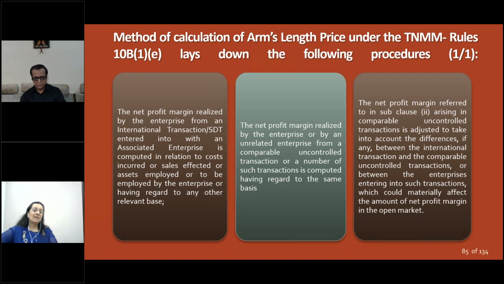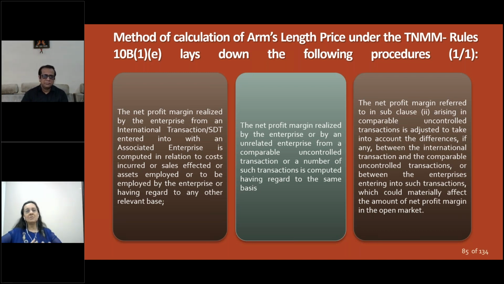Now, TNMM also allows you to aggregate various transactions. While a transaction by transaction analysis must be done, as I showed you initially in the definition of transaction in 92F, the law requires a transaction by transaction analysis, or even an aggregation of transactions can be done when they are closely linked. So what is closely linked? Closely linked is a transaction that requires another transaction or is so closely linked to another transaction that they cannot function in isolation.